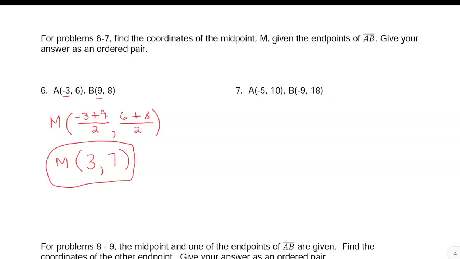I'll just use the letter M for midpoint. The midpoint will be negative 5 plus negative 9 divided by 2, and then 10 plus 18 divided by 2.